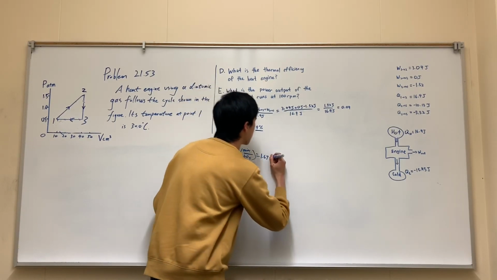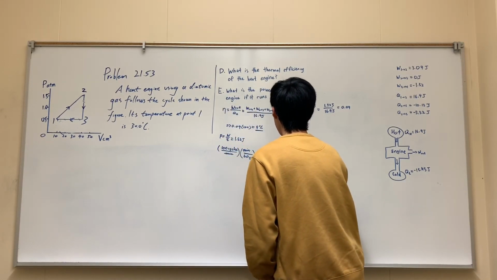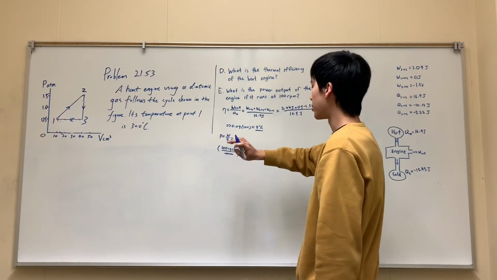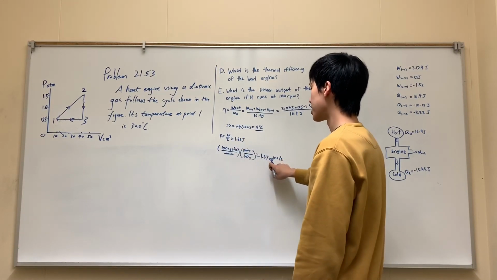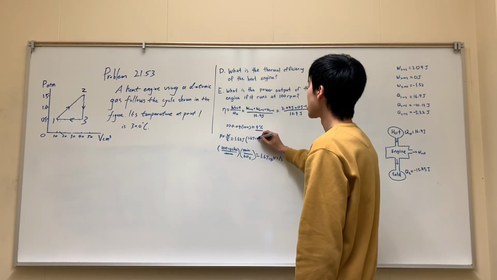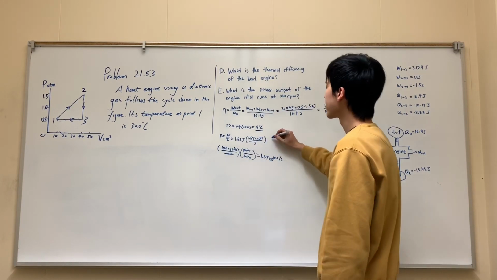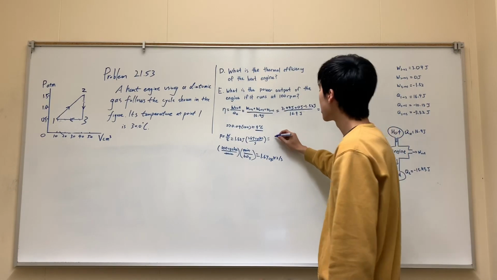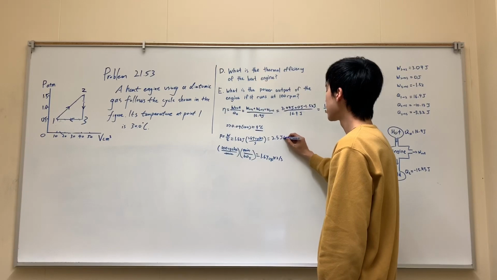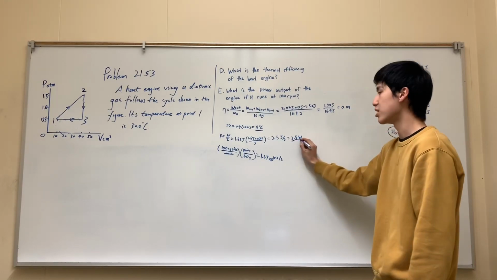1.67 cycles per second. So with this info, we can get the total power by multiplying the total work done by this frequency right here. So 1.52 joules times 1.67 cycles per second. And that leaves us with 2.5 joules per second, which is equal to 2.5 watts. And that's our final answer for part E.